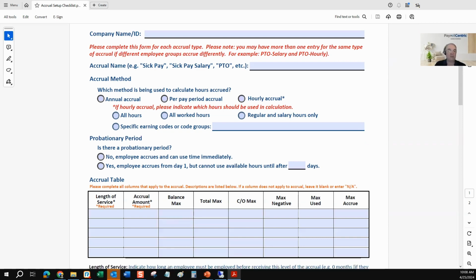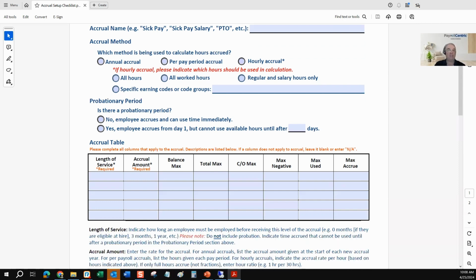And that's the difference between, and again, as I was going back, that's the difference between a probation period, where the accrual starts right away, but they can't use it, or an accrual that is set back a few months, where they don't get to accrue until they've been there for a while.